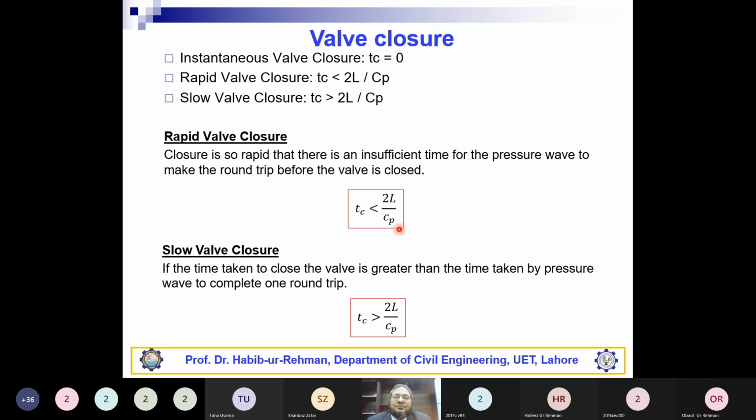Could you please understand it? Yes, sir. Why do we say it is rapid closure? Sir, why not the time 4L over CP for one complete wave? Then the pressure will become negative, and then will become normal. So for only the high pressure at the valve location, the loading of the positive pressure wave and unloading of the negative pressure wave will take how much time? 2L over CP. And if the time taken is less than that, it would be less than 2L over CP.